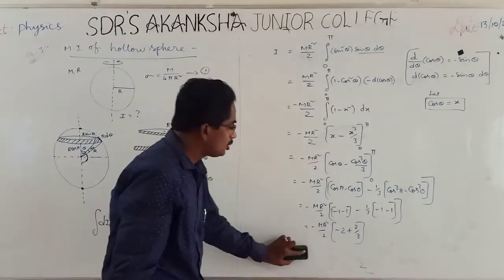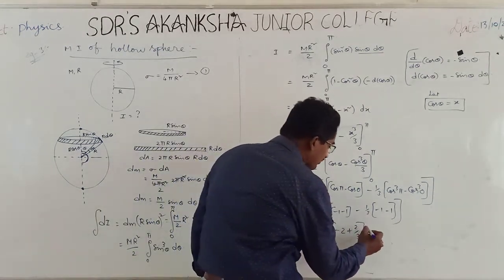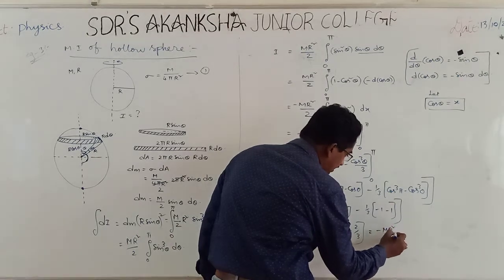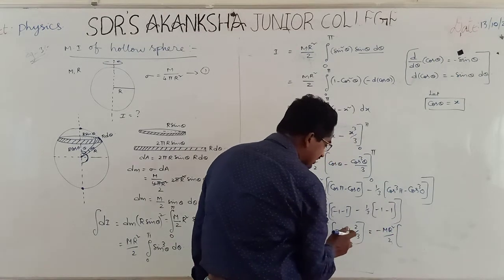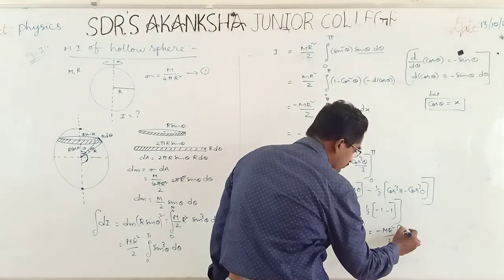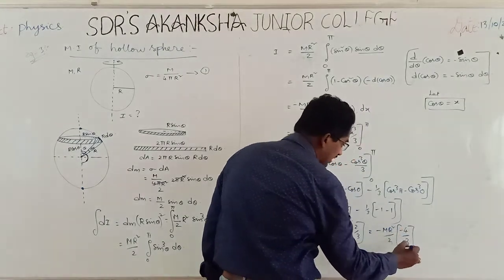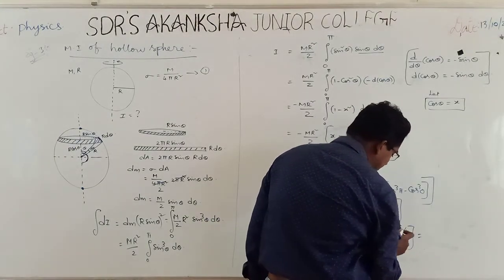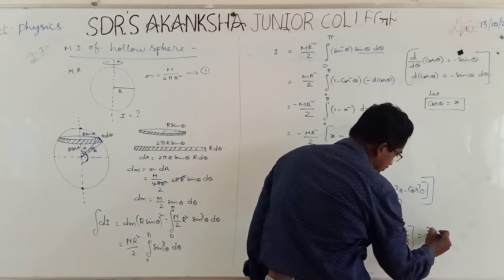Minus 2 plus 2 by 3. That means totally what we are getting? Minus mr square by 2 into minus 6 plus 4, that means minus 4 by 3. Totally, minus minus plus 2 by 3 mr square is the answer.